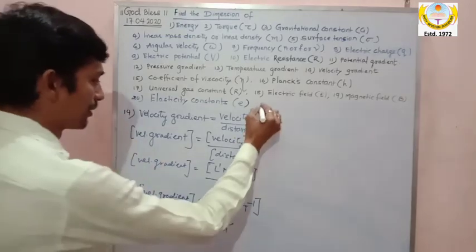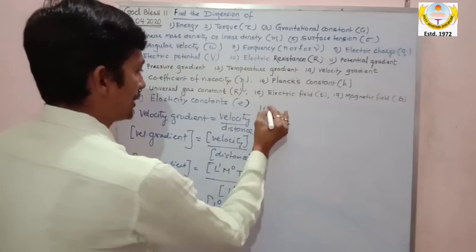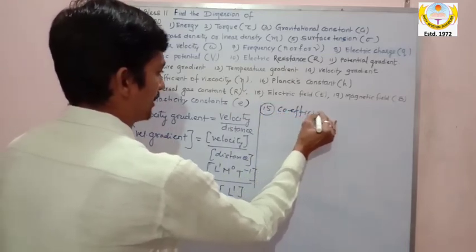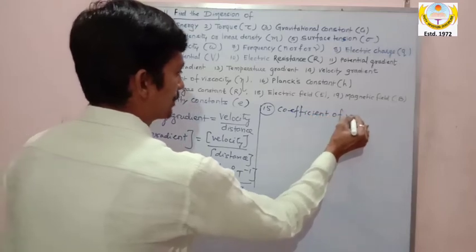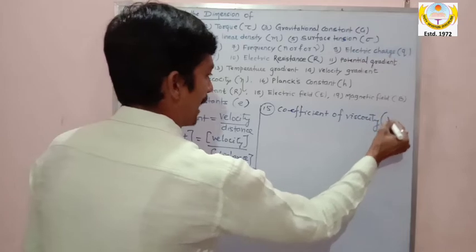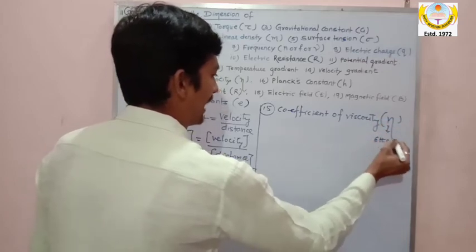Okay, now let's go to the next quantity, my dear. The next quantity is coefficient of viscosity. Beautiful quantity, coefficient of viscosity. It is denoted by eta. Here I am writing E-T-A, eta.